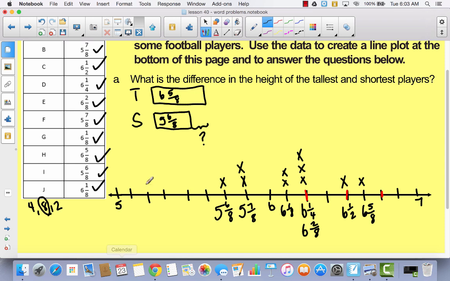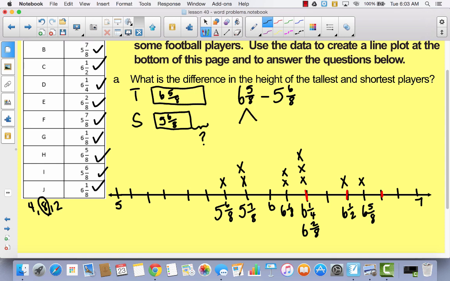So what would my number sentence be? I would use subtraction, right? 6 and 5/8 minus 5 and 6/8. So my first thought is, well, I can say 6 minus 5 is 1. I could do that. But I cannot say 5/8 minus 6/8 because this is larger. So you're going to have to think back to when we decompose these. I'm going to have to decompose this.